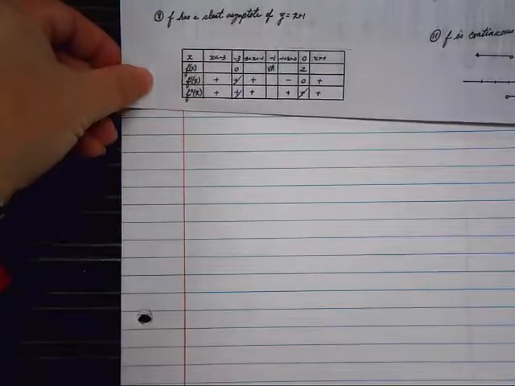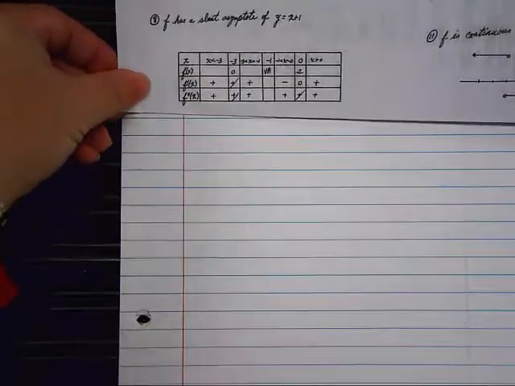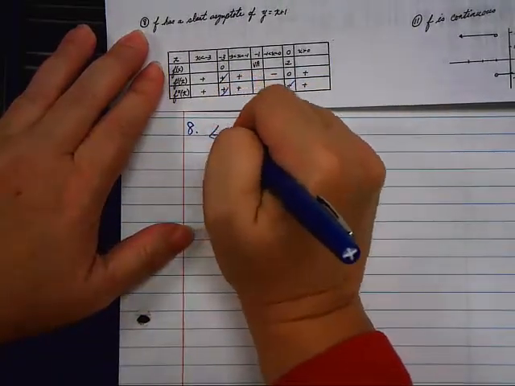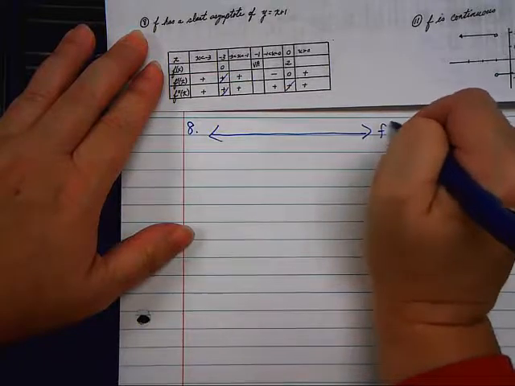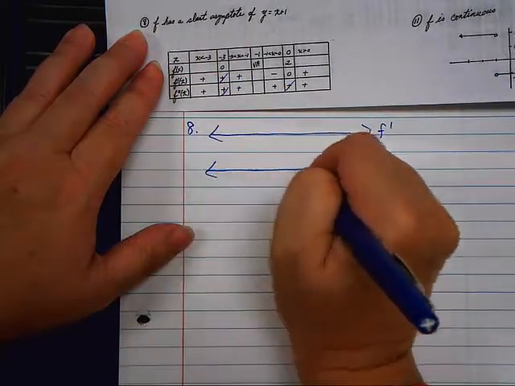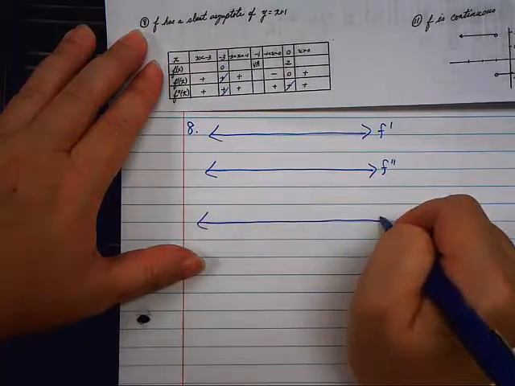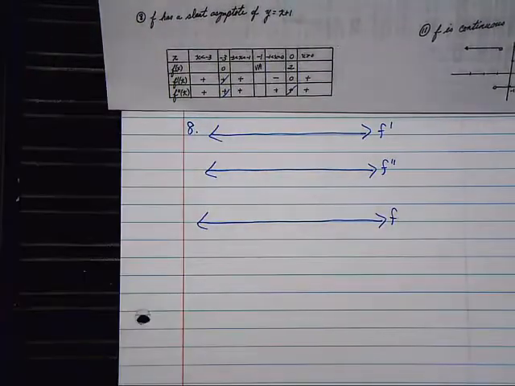Number 8. So turn your worksheet over. Moving on to number 8. Okay, now we're doing a different kind of looking thing, and that is a table. So we're transferring this table into number lines. So for 8, I'm going to draw an F prime, an F double prime, and an F, because they give me all 3 rows.